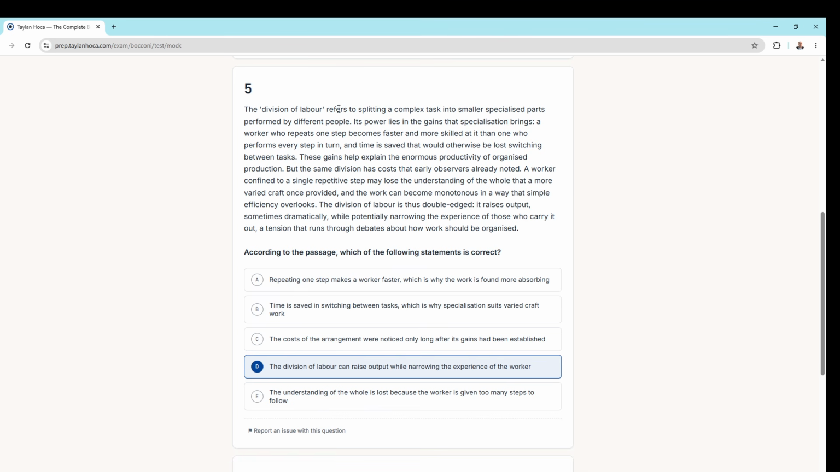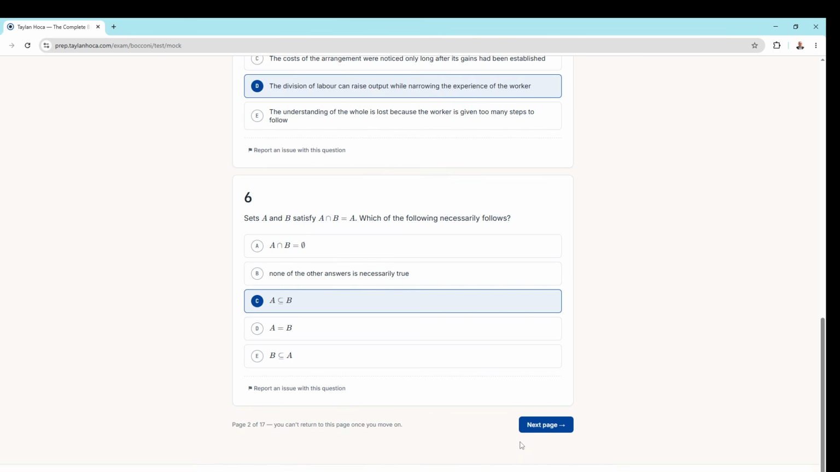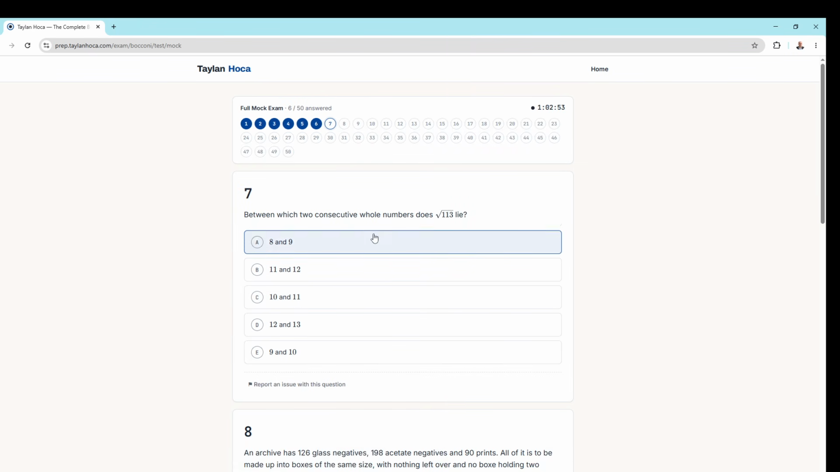You can raise output while narrowing the experience of the worker. Okay, it's A or D. I'm gonna go for D because I didn't get what absorbing means here, but I don't know. It may be wrong.